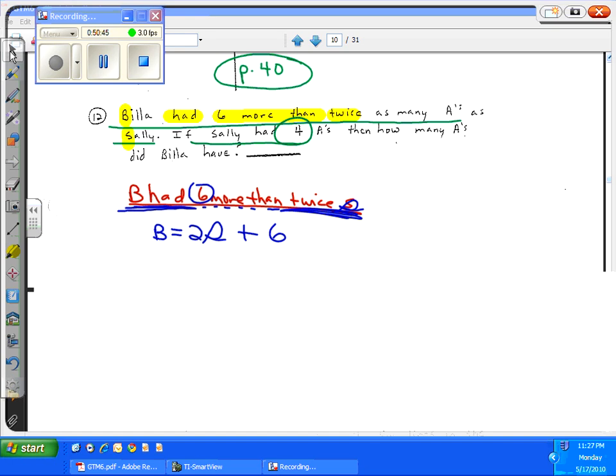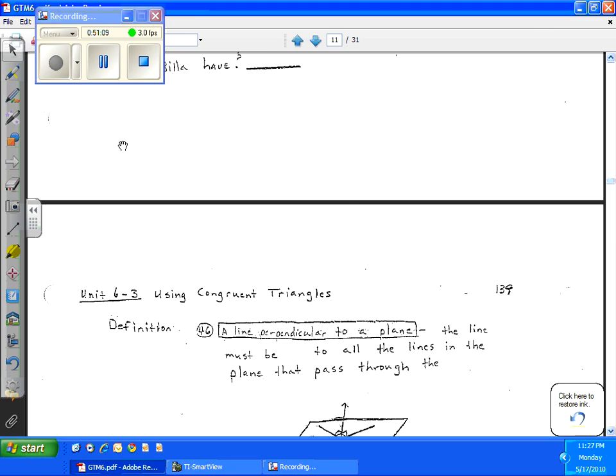If Sally had 4, then how many did Billa have? So Billa had 2 times Sally, which was 4, plus 6. Now we're to the order of operations, and you can solve. Any questions on that? Okay. And that's the daily work for 6-2.